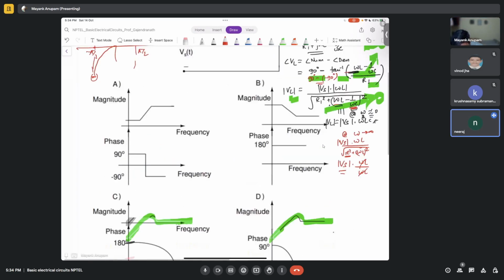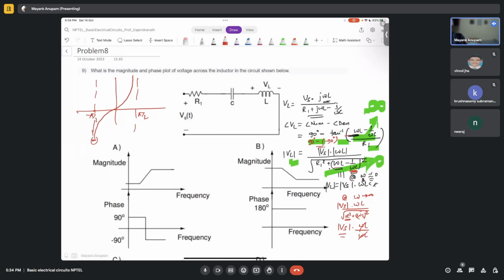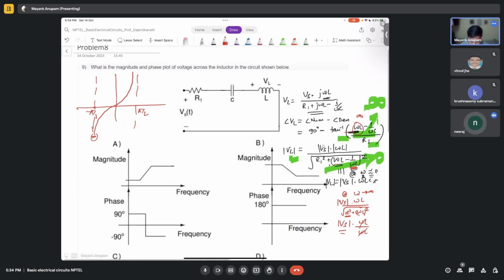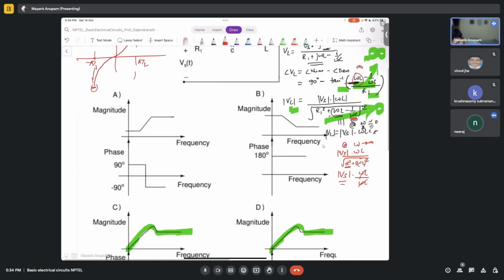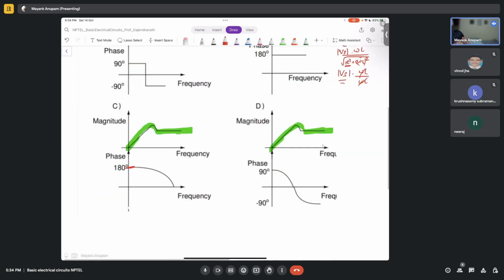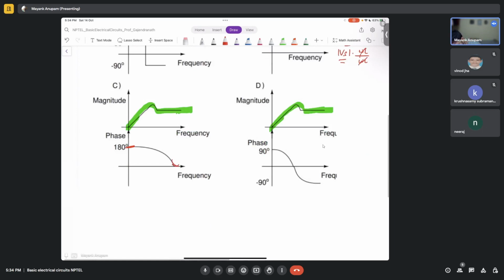So it should start with 180 here. Correct? And at very high frequencies, when omega is very large, at that time, this quantity will be much larger, right? So it will be infinity, tan inverse of infinity. What is that? Pi by 2. Correct. 90 minus 90, right? Which is equal to 0. So it should be going to 0 asymptotically, right? So this is the correct response.